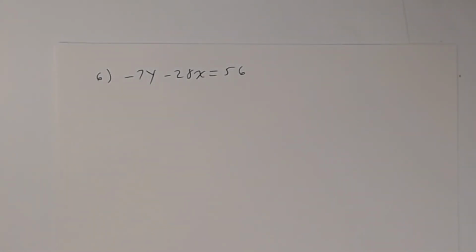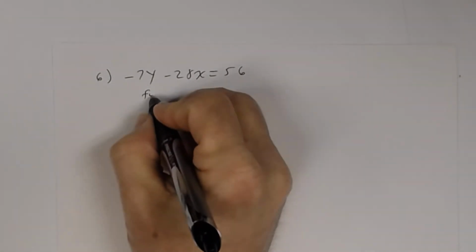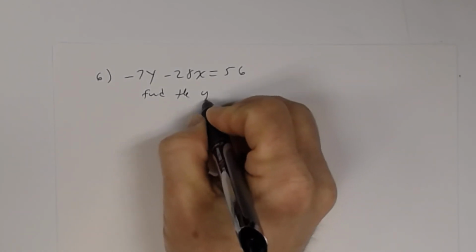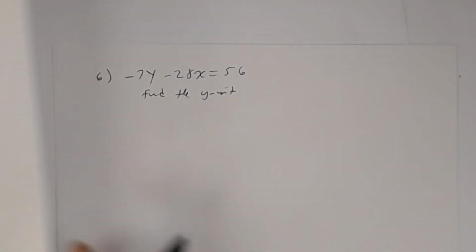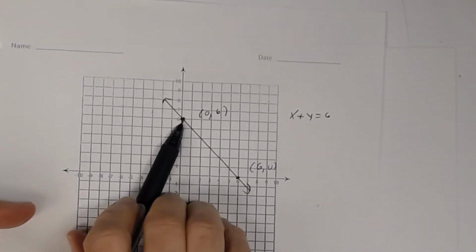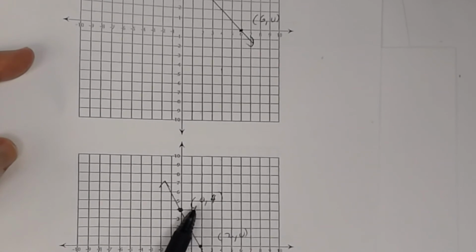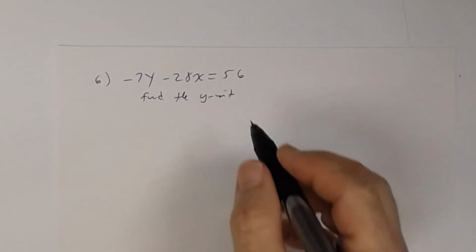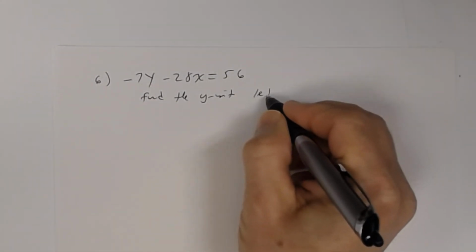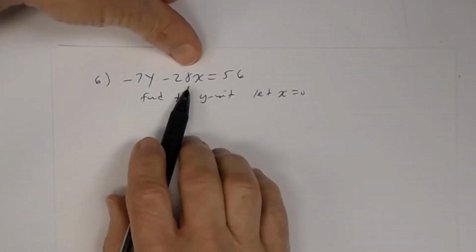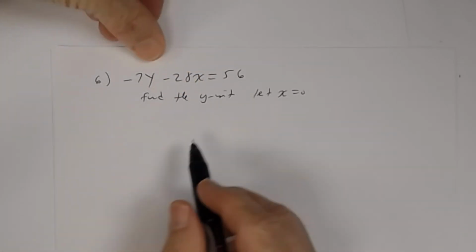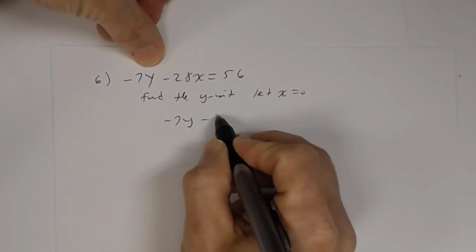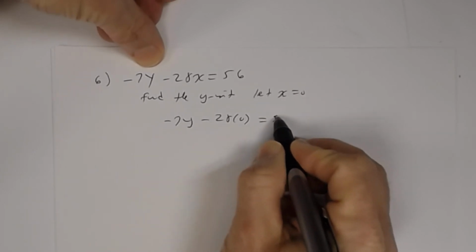All right, so again, you want to use the intercept method. So you want to find the x and y intercepts. To find the y-intercept, remember that's where the graph crosses the y-axis. No matter where you were, what was the x-coordinate in all these cases? The x-coordinate was 0. So to find the y-intercept, you're going to let x equal 0. In place of x, I'm going to substitute 0. So I get negative 7y minus 28 times 0 equal 56.